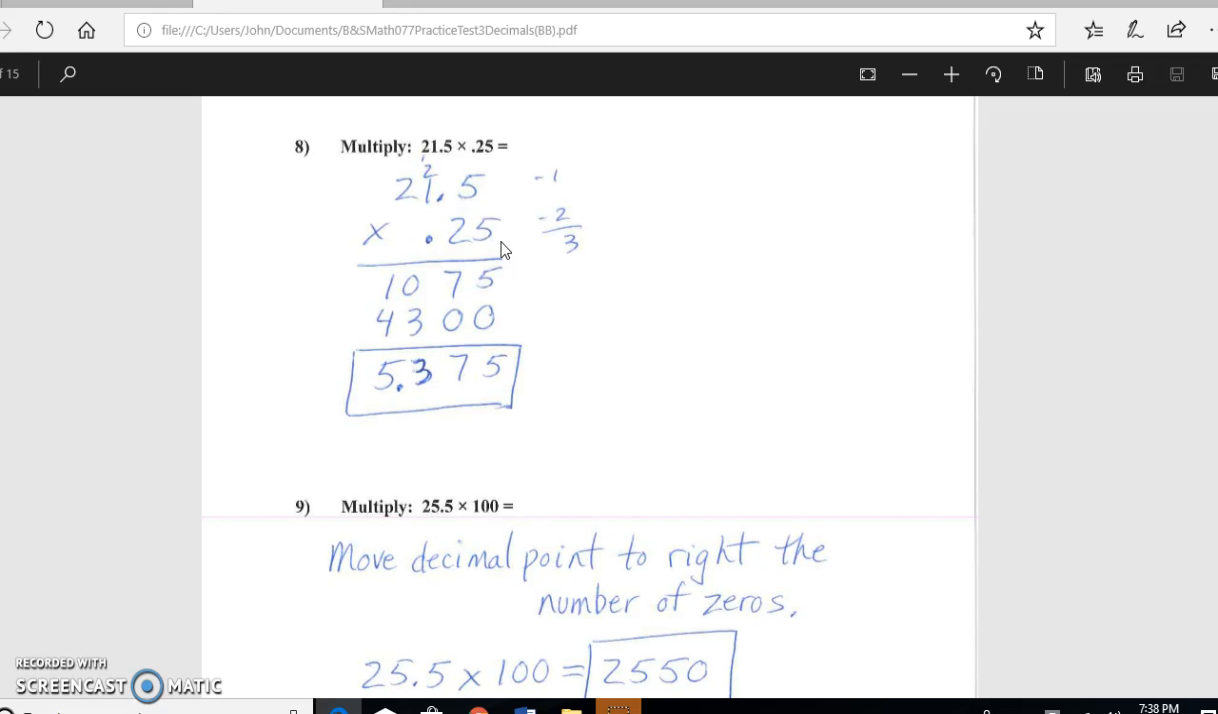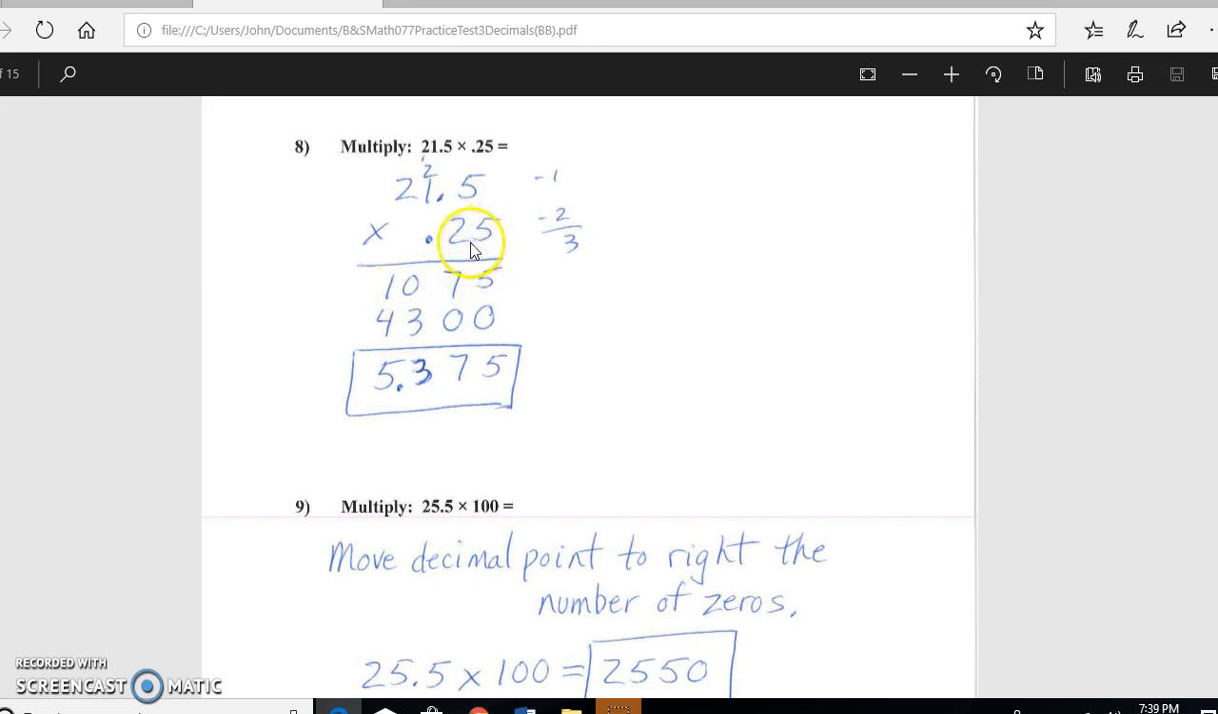whole numbers. So we're going to start with the lower right number here, the 5, and multiply times each number on the top. And 5 times the 5 gives me a 25. I carry the 2 over to the next place value to the left. Put the 5 down here. 5 times 1 is 5 plus the 2 is 7. 5 times 2 is 10.